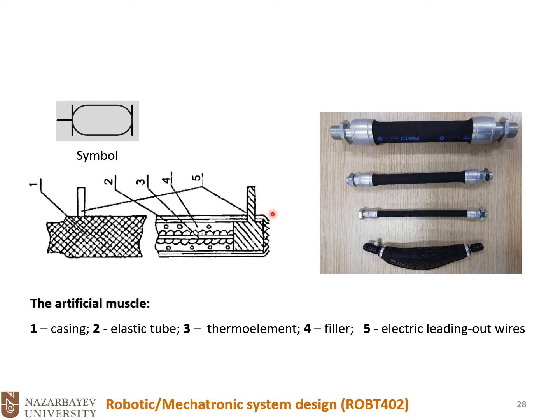So the different sections: the casing, the elastic tube here, we have a thermal element, and we have a filler, and we have electric leading out wires. So these are the internal mechanical components of those muscles. But if we want to simplify the model, it is nothing except kind of like a balloon, okay, some sort of balloon.